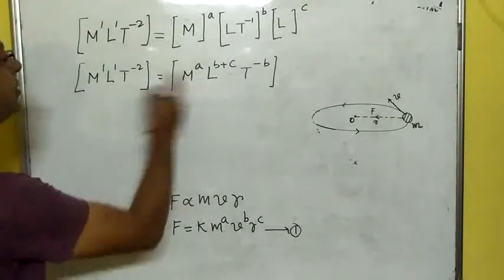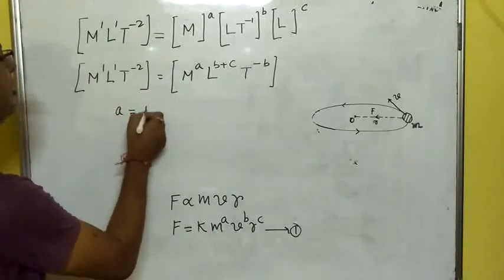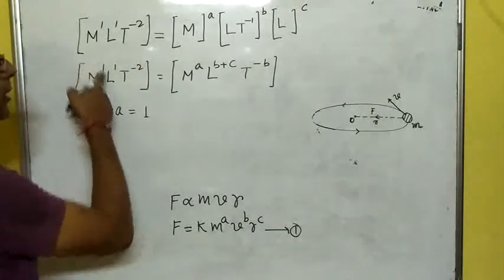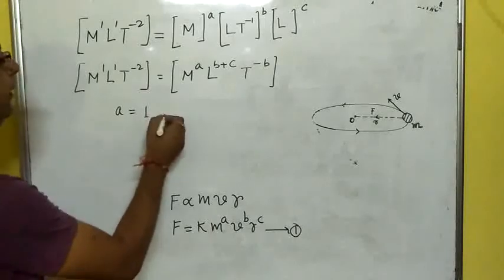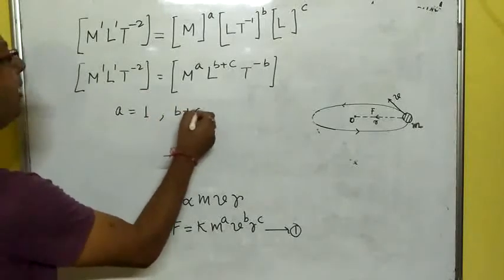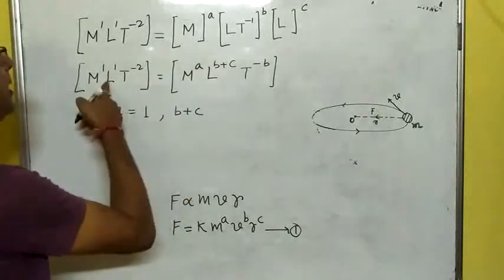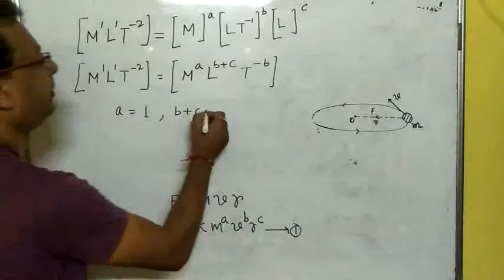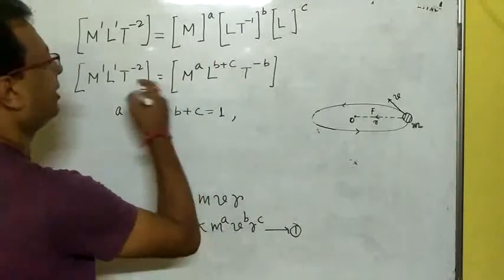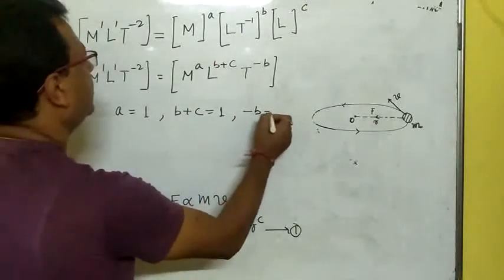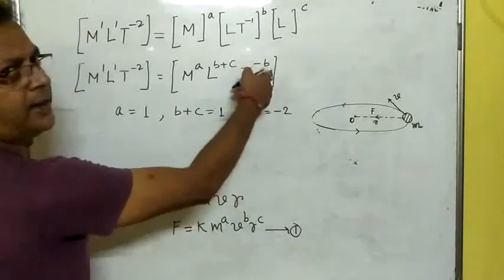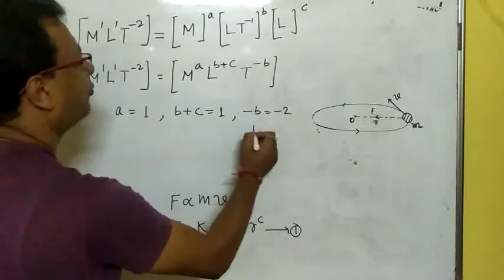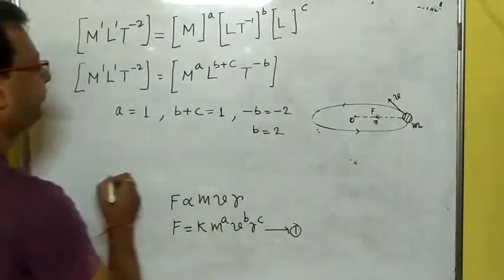So if you equate both sides, we can write A is equal to 1, because M to the power of A and M to the power of 1. So A is equal to 1. Now L to the power of B plus C is L to the power of 1. So B plus C is equal to 1. And then T to the power of minus B and T to the power of minus 2. So minus B equals minus 2. So from here we can write B equals 2.